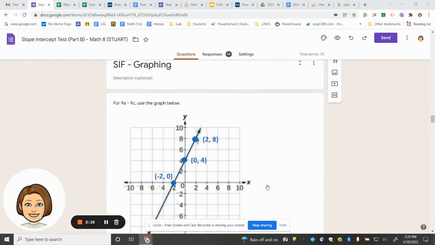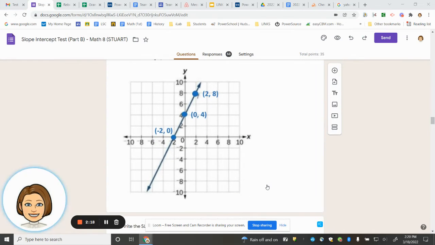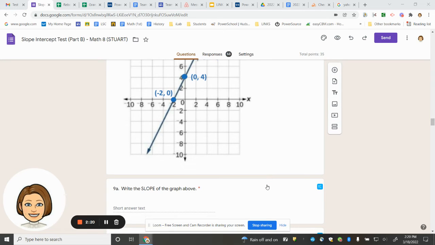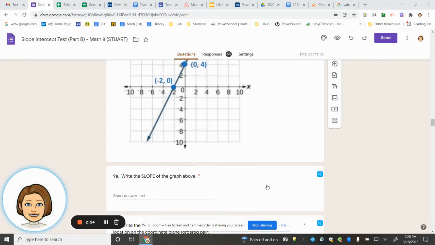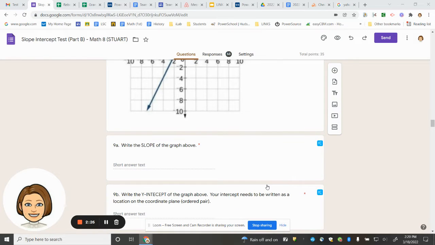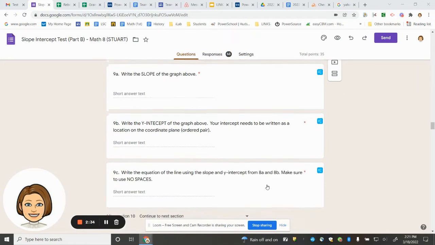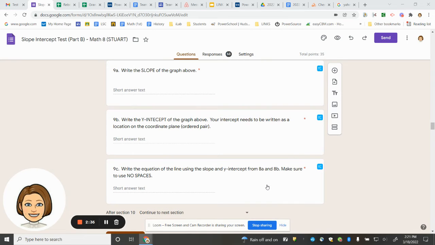The next section is graphing. Take a look at the line. Find the slope. Number 9a, what is the slope of the graph above? 9b, what is the y-intercept of the graph above? Again, write it as an ordered pair. Now that you know the slope and the y-intercept, create an equation in y-intercept form. That's y equals mx plus b.